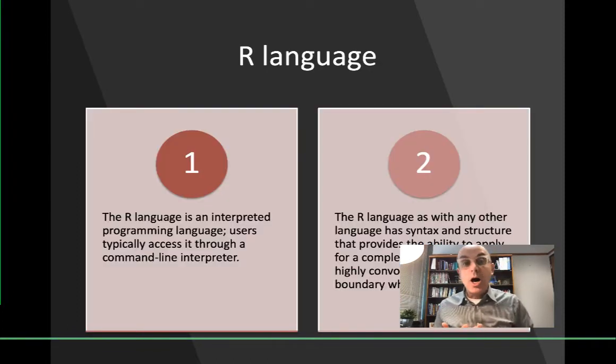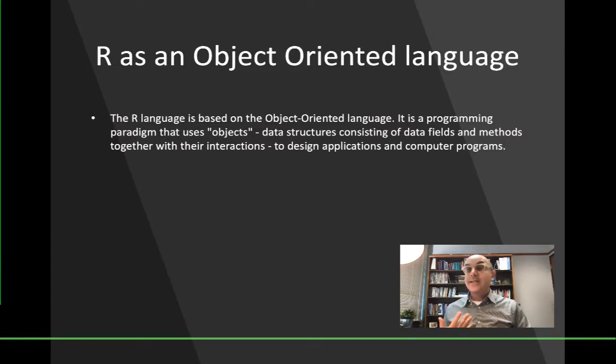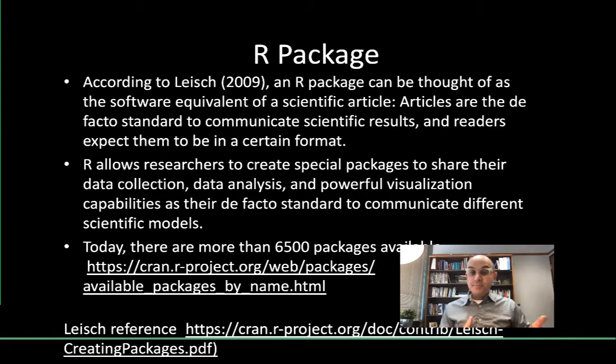So what is the R language? The R language, like any other programming language, has a syntax and structure that provides the ability to employ, analyze, or even create our own functions that today's environment usually does not allow us to do. So this is something that R allowed us. It is an object-oriented language, which means that the object is the data structure that consists of the data fields and the methods we are going to see in R. And so the whole idea of R is that it allowed us to have additional resources.